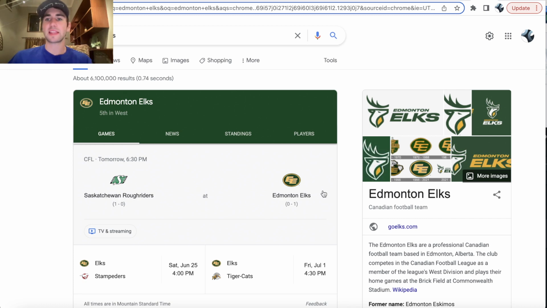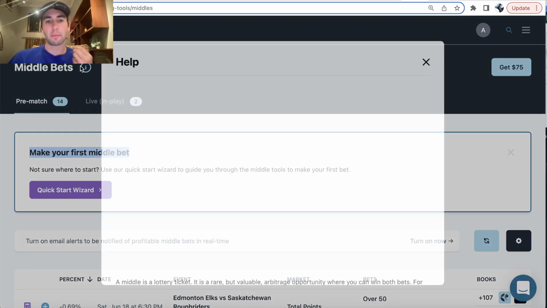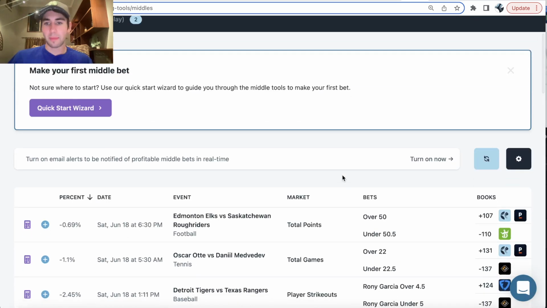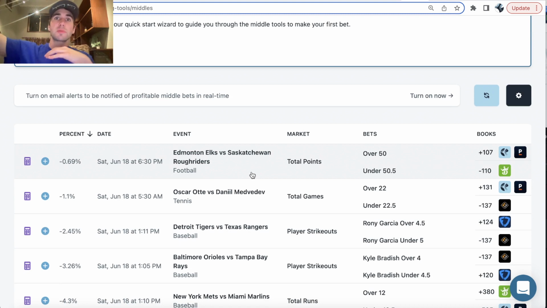So we have the Rough Riders at the Edmonton Elks, and if we look at the middle betting tool on OddsJam, there's this little help icon. If you have any questions about this, you can comment below, whatever's helpful. You can see the first middle bet available is in the Edmonton Elks versus Rough Riders game. And what this tool will essentially show you, what a middle is, is when sportsbooks are setting the line at different levels, right? Maybe one sportsbook has the total set at 49.5, and another sportsbook has the line set at 52.5, right? That's a middle you want to know about as a sports bettor because that's a big line discrepancy, right? 3 points is a big difference.